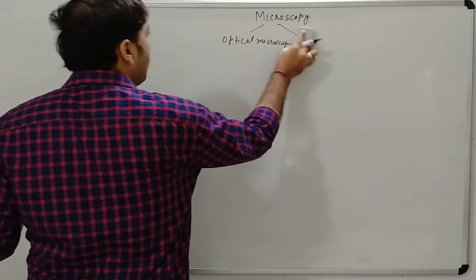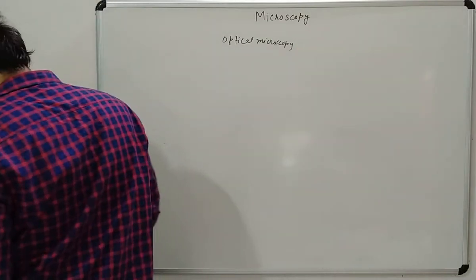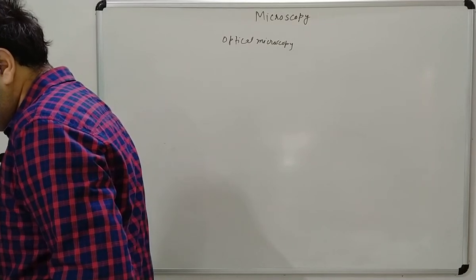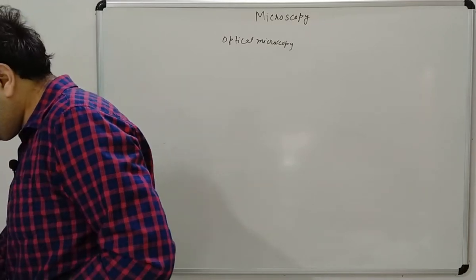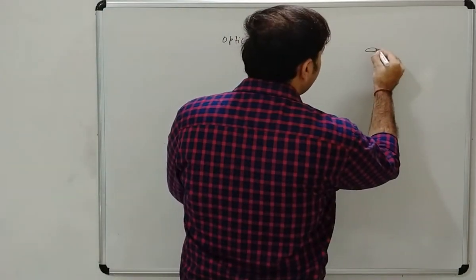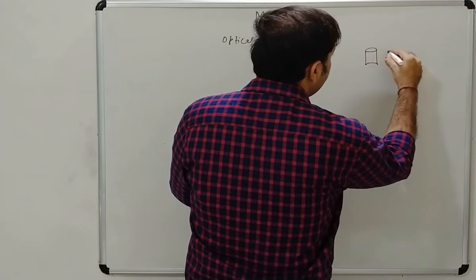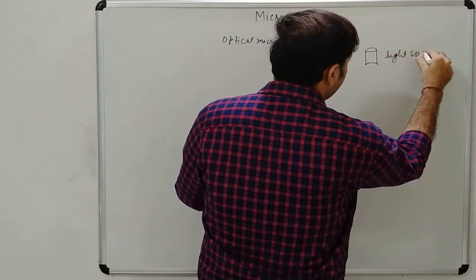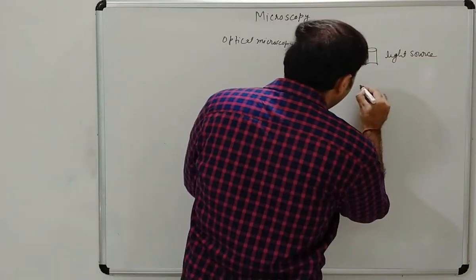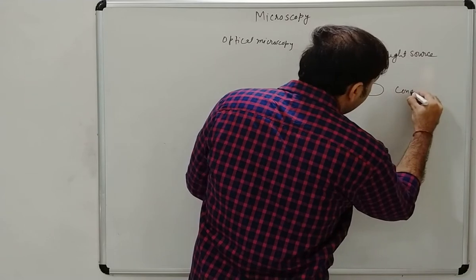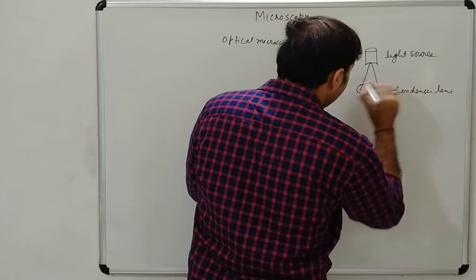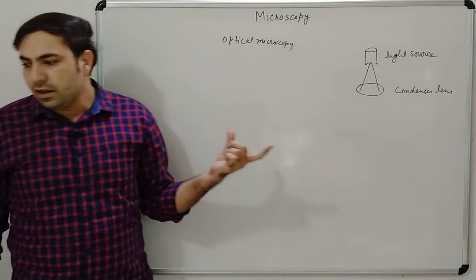In optical microscopy, we have one light source. This is the light source. Then we have a condenser lens. This condenser lens condenses the light.